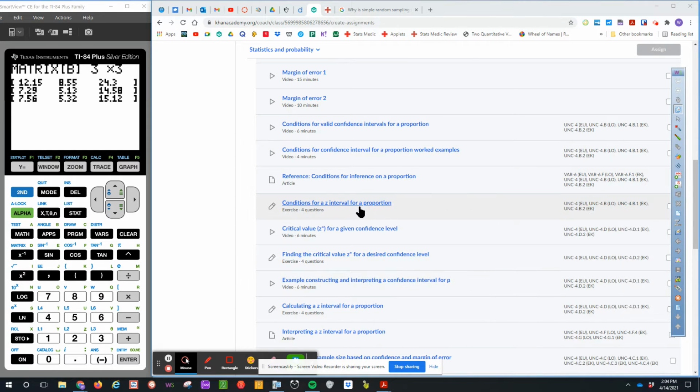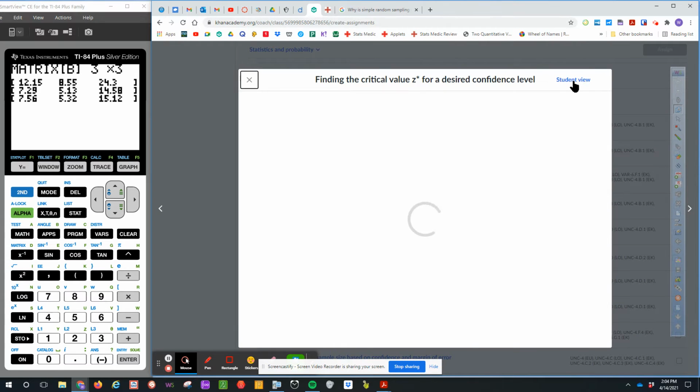And then the third condition is the independence condition, which is sometimes known as the 10% rule. The independence condition is when the samples are independent from each other, or you can say that if the samples are selected without replacement, the sample size has to be less than 10% of the population size. Anyway, with that said, we're going to go to the next exercise.